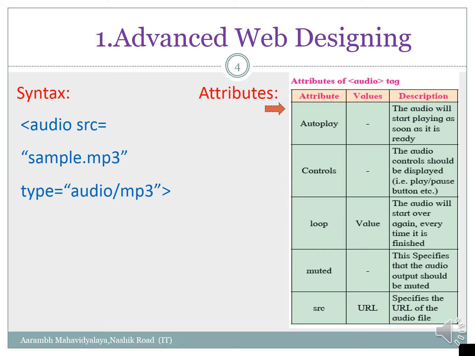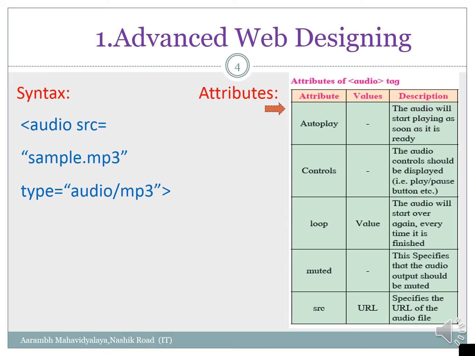Now let us see how to insert an audio file on a web page. To insert an audio file, the syntax is audio source equal to sample.mp3, type equal to audio/mp3, where audio is used as a tag to insert an audio on a web page. Source means the source or location of the used file, sample.mp3, and the attribute type shows the mp3 file format of audio pattern. We can replace sample.mp3 with our required file.